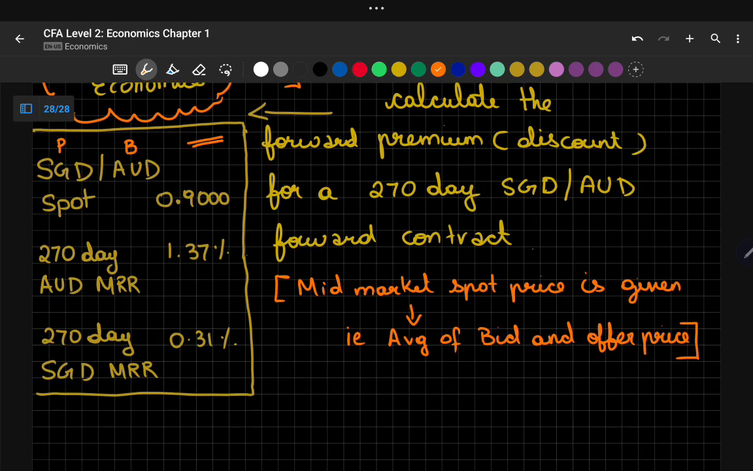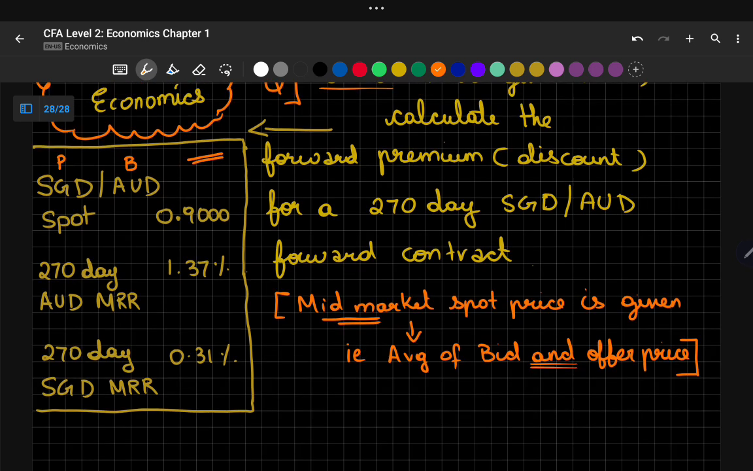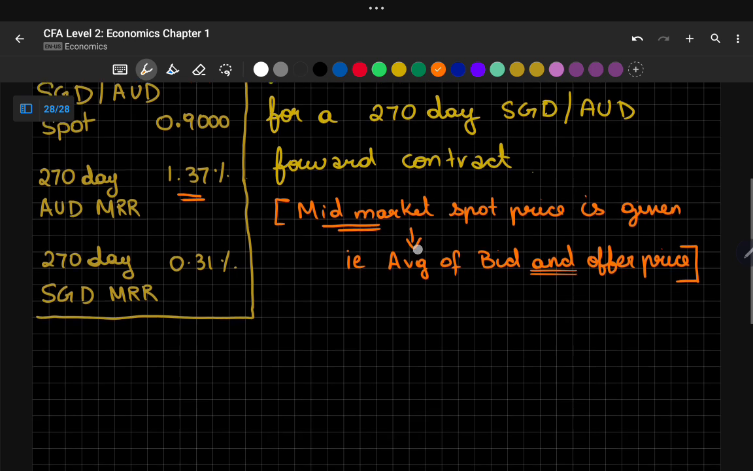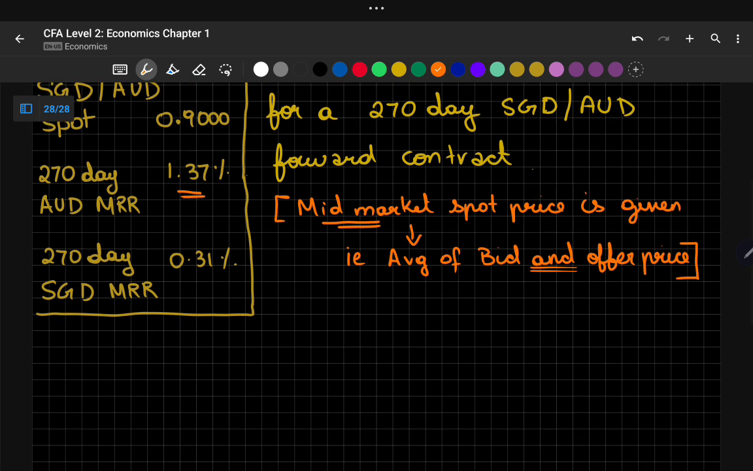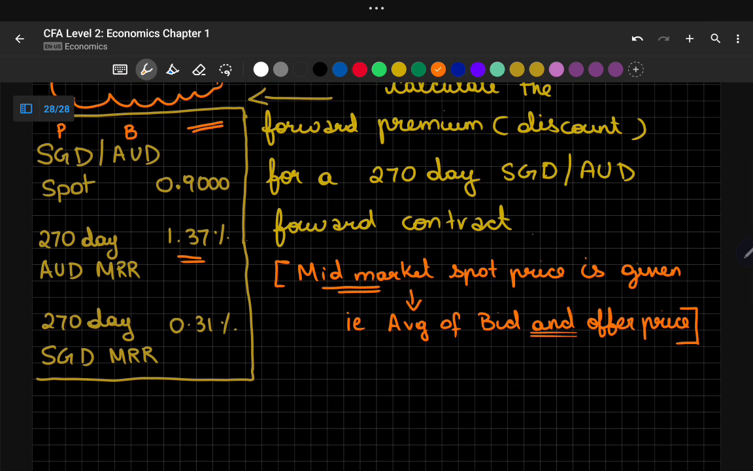So here, instead of separate bid and offer prices, they have given us the mid-market spot price, which is the average of the bid and offer price. They have also given us the 270-day AUD MRR, market reference rate, or the risk-free interest rate. They have also given us the 270-day SGD MRR. Now we have to calculate the forward premium or discount.